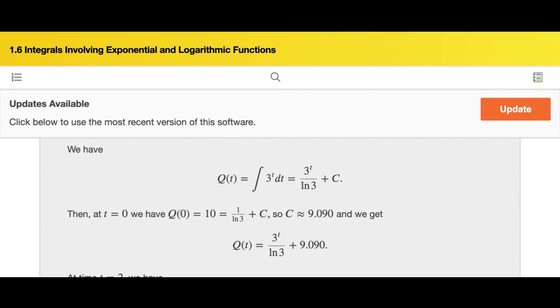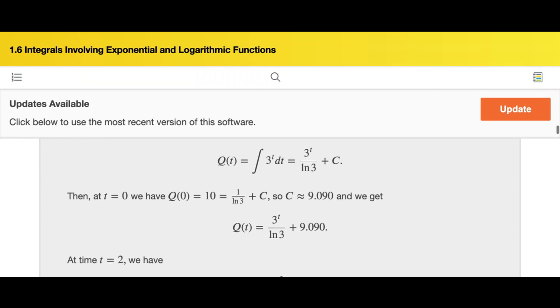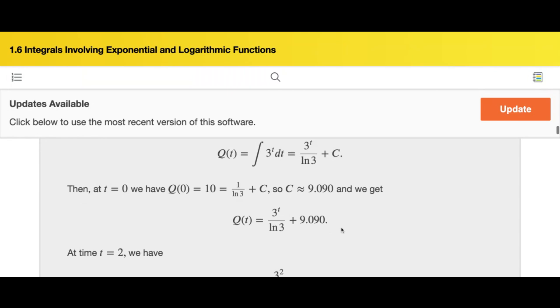You see, we're given an initial point. So (0, 10) is an initial point for the function capital Q. When given an initial point, we can solve for a specific c. So from here, we solve c equals 10 minus 1 over ln 3. All right, so that's about 9 something.